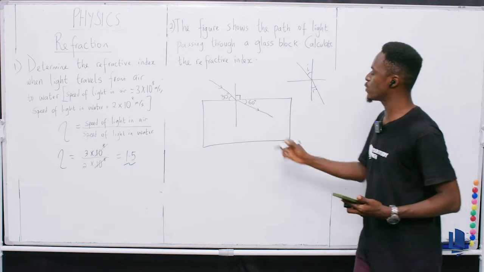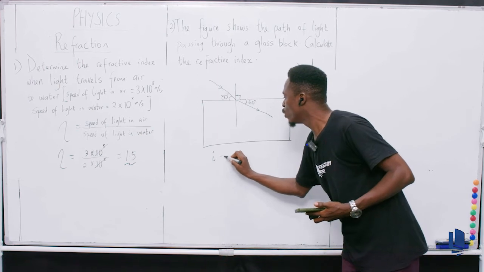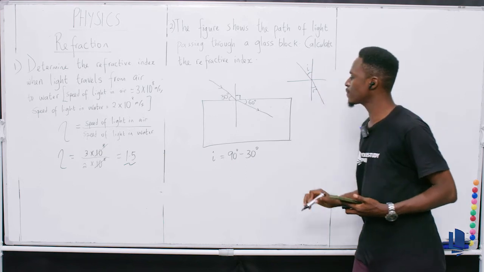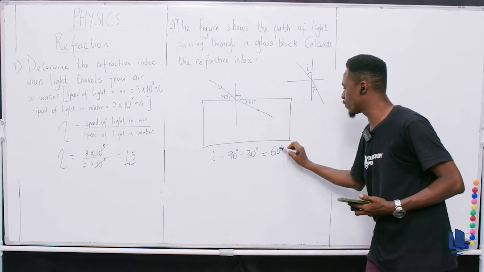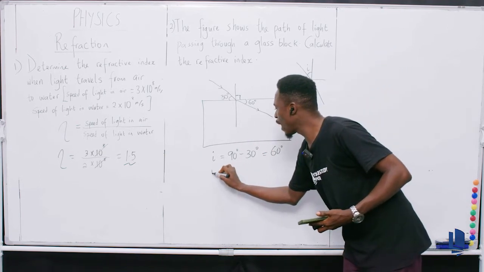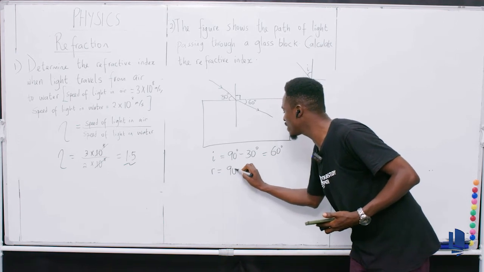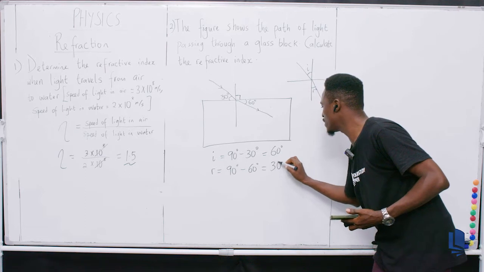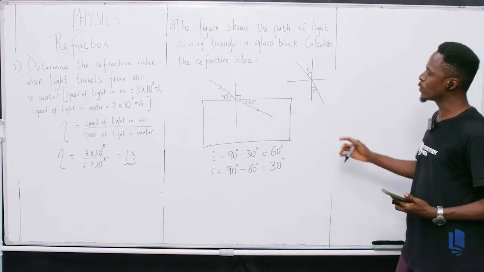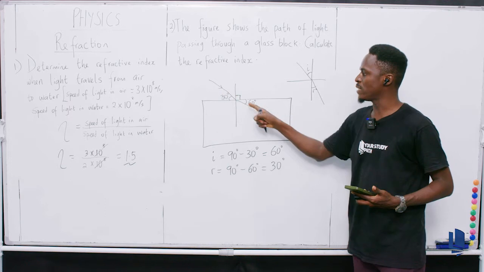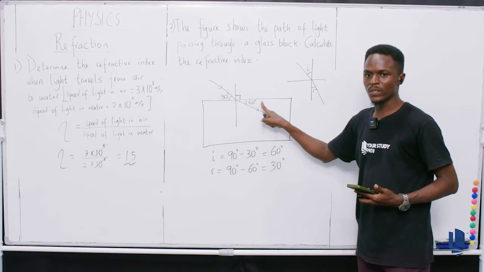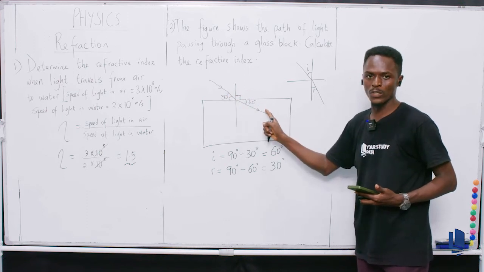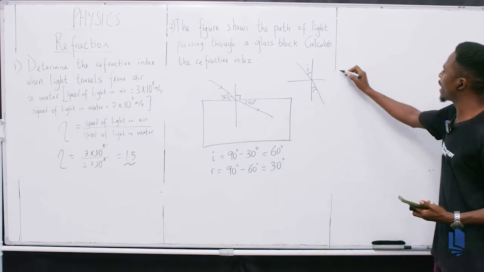How do we go about it? We said that our I value would be 90 degree minus 30 degree, which gives us 60 degree for the I value. Similarly, our refracted angle becomes 90 degree minus 60 degree, which gives us 30 degree. So you are not expected to use I as 30 and R as 60. The reason being that what? These are not angles to the vertical. They are angles to the horizontal.